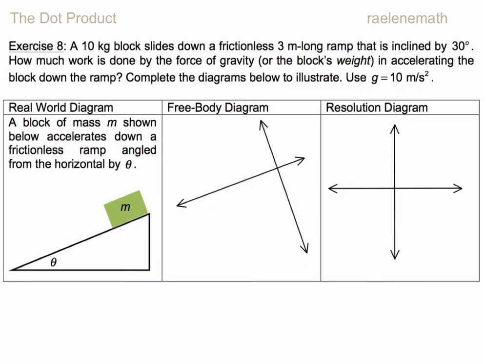Let's now apply this concept to an example. In exercise 8, a 10 kilogram block slides down a frictionless 3-meter long ramp that is inclined by 30 degrees. We want to calculate how much work is done by the force of gravity when the block accelerates down the ramp. So here we have a block, and this block has a center of mass here. We can assume that from there until the end, that is the displacement of 3 meters, and that's parallel to the slant side of the ramp. We also have a weight vector, which from the center of mass acts towards the center of the earth, and we have some angle between the two vectors.